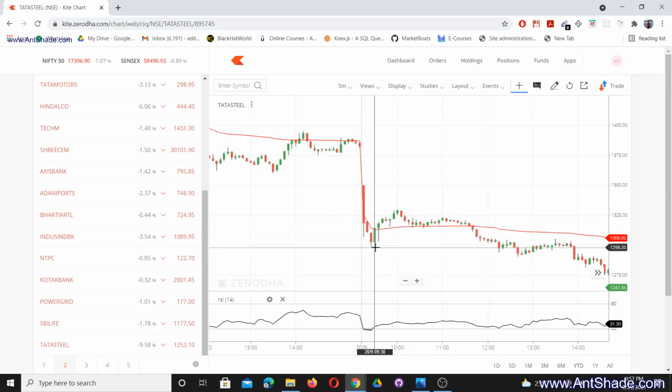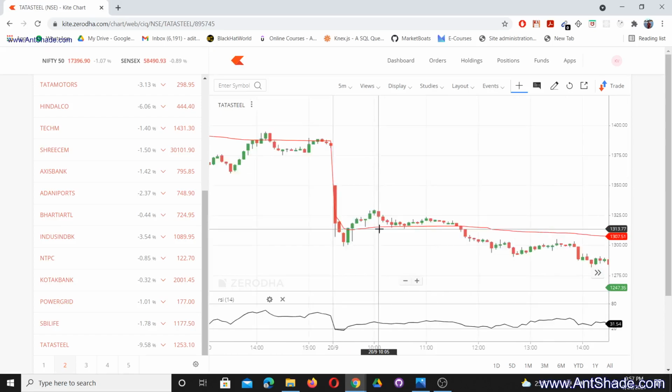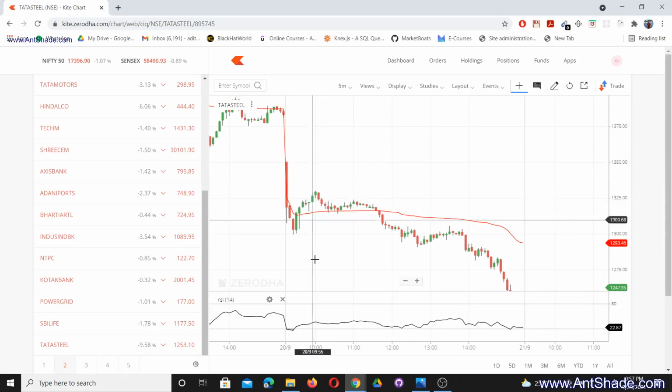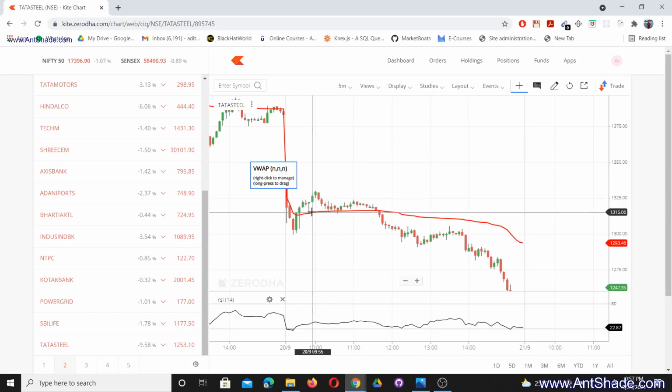I did not short here, I did not go long here, I did not do anything here. Instead, I saw that Tata Steel was forming a support and resistance between this. You can see this is the highest point it made after it opened, before 10 a.m., and then here it tried to go down, but it did not achieve that. It instead went up and came down, and again it bounced back up here. So this was the support and this was the resistance line.